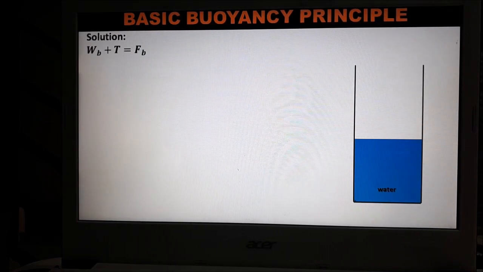Now for the solution, we have weight of the ball plus the tension is equal to the buoyant force as shown on the previous figure. However, since we're going to neglect the weight of the ball material, the weight of the ball will simply represent the weight of the air inside the ball. So the weight of the ball is equal to the specific weight of the air times the volume of the air, while the specific weight of the air is equal to the density of the air times the acceleration due to gravity.